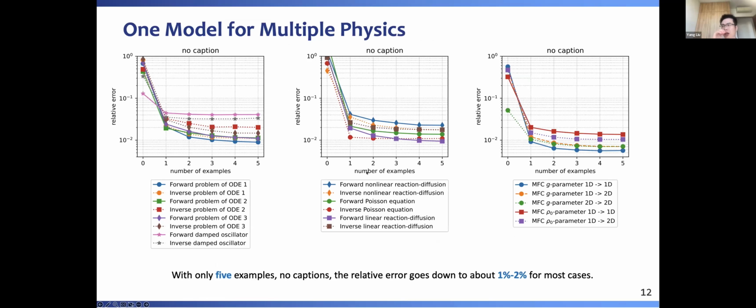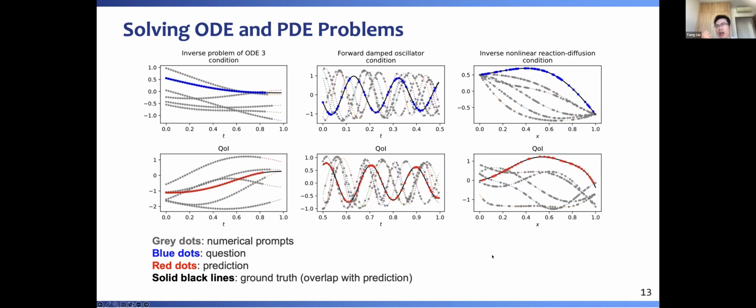Okay, so as we can see here, for most problems with up to 5 examples in the prompt, the error can be reduced to like 1 or 2% for most cases. So I think this is the general result. Here I'm illustrating some of the cases. For example, this is one case.